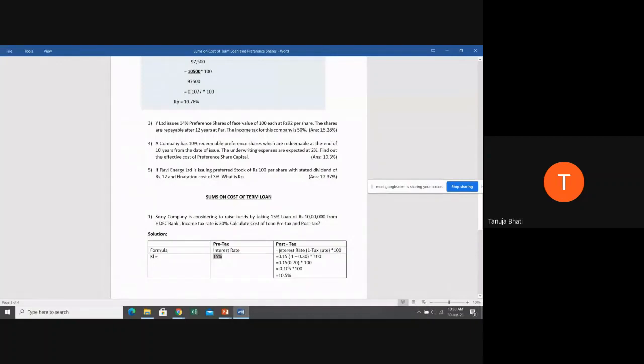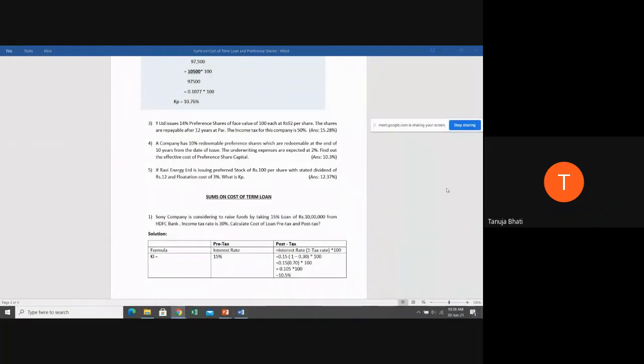Now, the interest rate is given as 15%, so we are writing 0.15. Can anyone tell me what is the tax rate given in the problem? Yes, 30%. So 1 minus 0.30 into 100. When you solve this formula, you get the cost of term loans to be 10.5%. Is this clear, students? Yes, ma'am. Cost of term loans is very simple. There is nothing much.